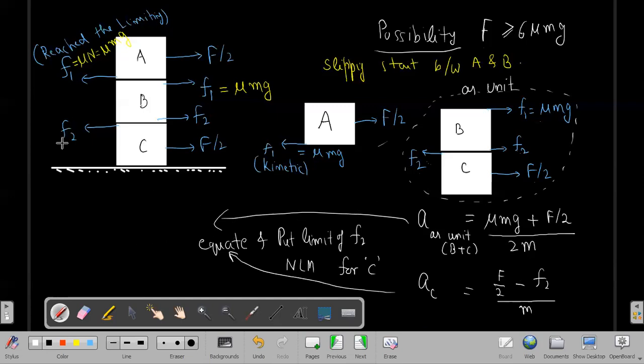Remember, the limit of F2, that is the highest possible value of F2, was 2 times mu mg. So if you substitute that limit of F2 in these two expressions and then equate them, you get the limit of capital F equal to 10 mu mg. What does it mean?